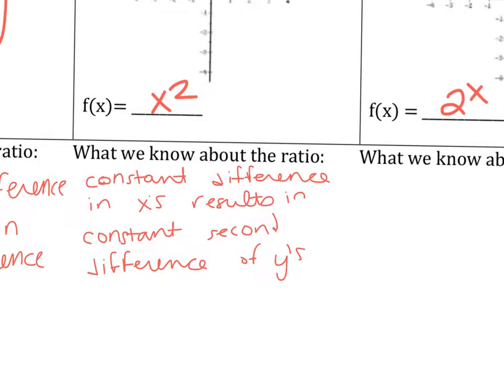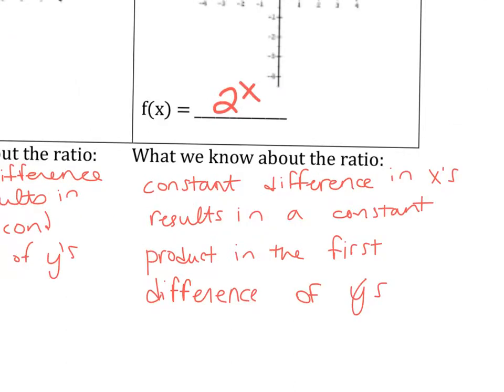For quadratic functions, we know that if we have a constant difference in x's, it's going to result in a constant second difference of y's. Once again, I'll give you further explanation on that in just a moment. Lastly, we know with exponential functions that if there's a constant difference in x's, then that's going to result in a constant product in the difference of y's. Okay, so let's go to example 2 so that you can get more explanation about what we just wrote down.